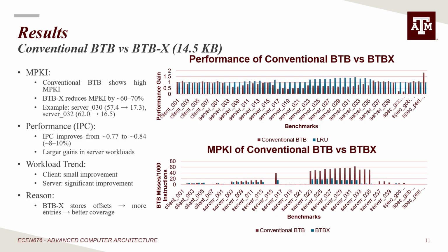This directly translates into performance improvement. IPC increases from about 0.77 to around 0.84, giving an overall improvement of about 8 to 10%. This improvement is even higher in the larger server workloads, sometimes exceeding 20%, because these workloads benefit the most from increased BTB capacity. So the key takeaway here is that BTB-X improves performance primarily by improving storage efficiency and increasing effective capacity.